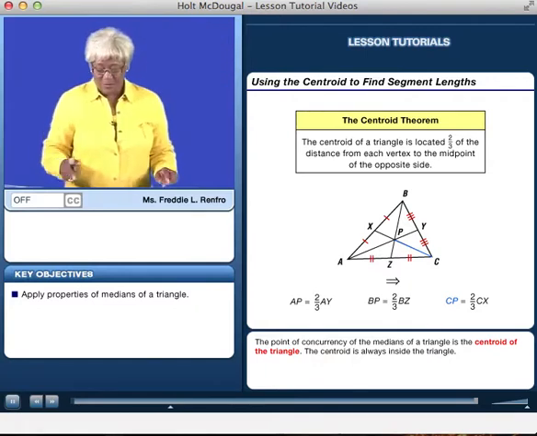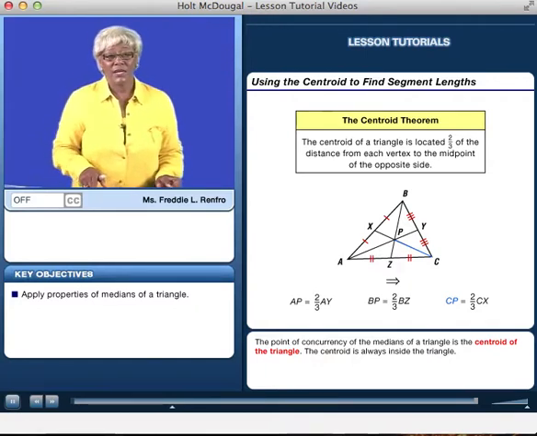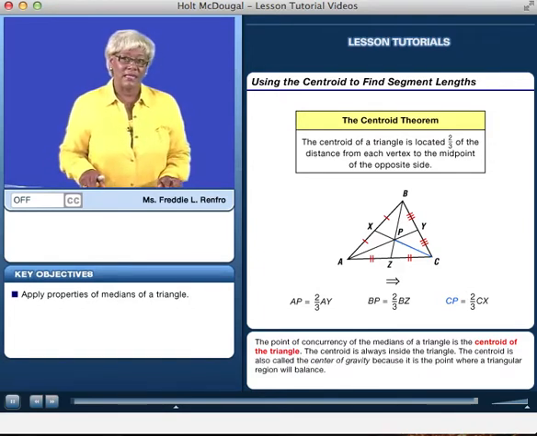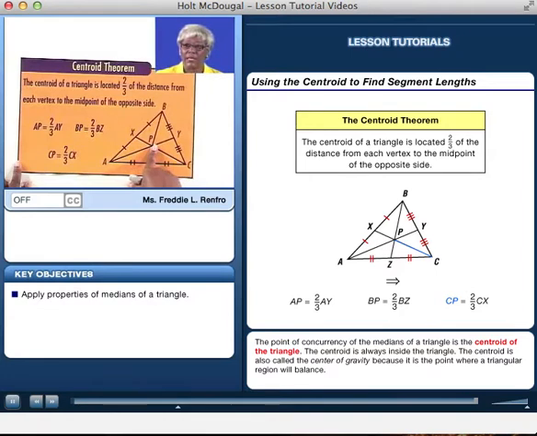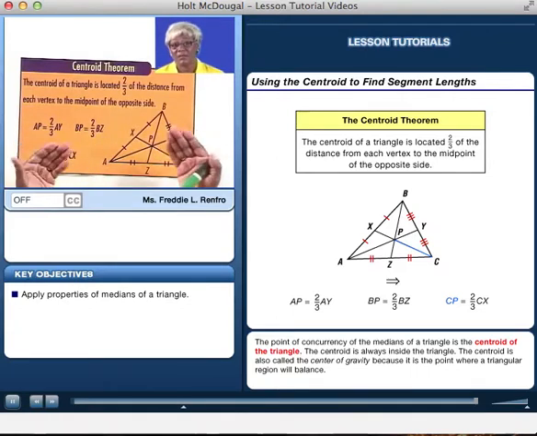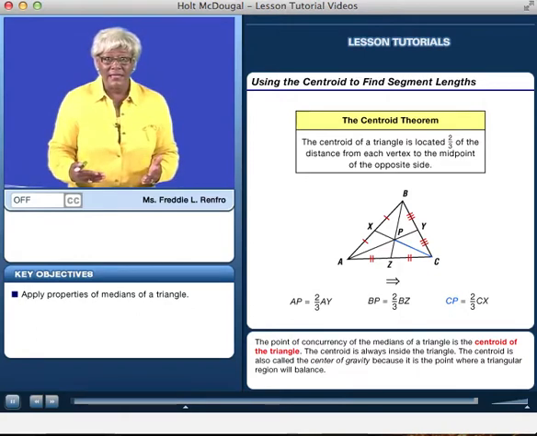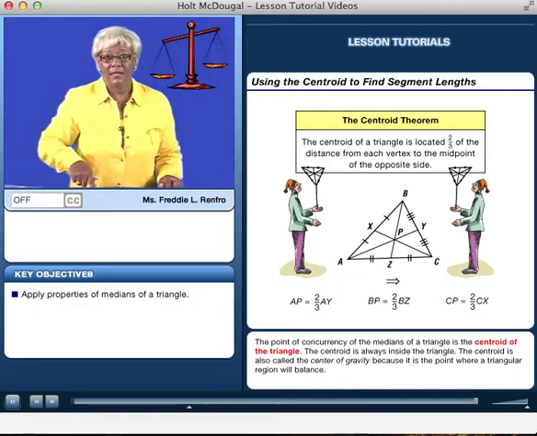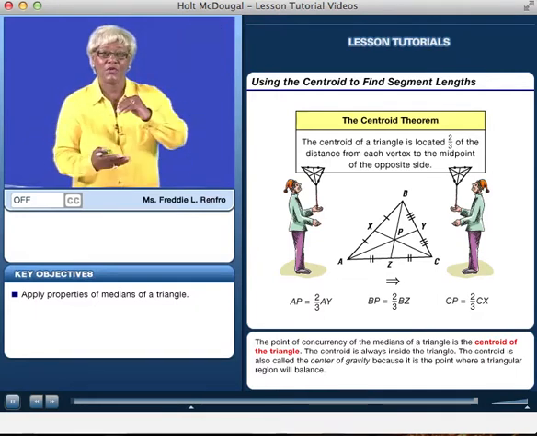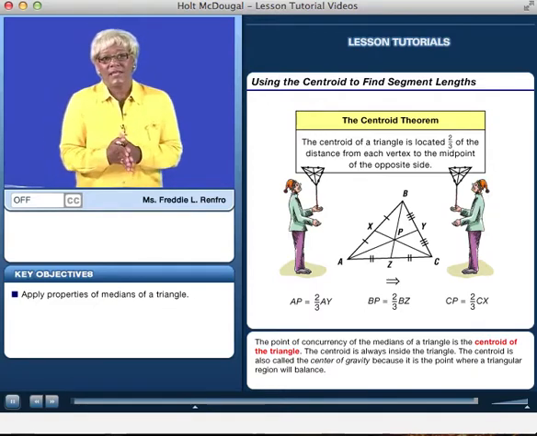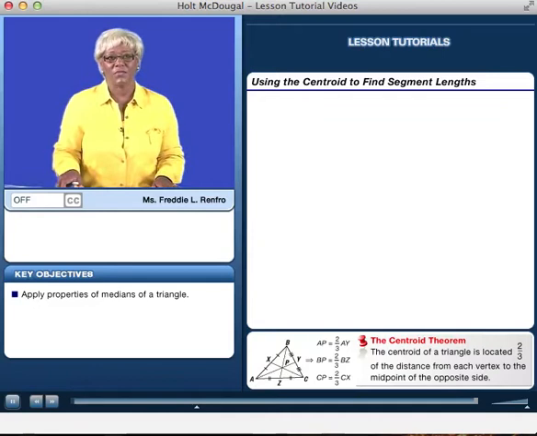Now, in addition to being called the centroid, we can also call this point the center of gravity. And that simply means that this is a point that would balance this triangular region. In other words, if we had an object in the shape of a triangle and we wanted to balance it, if we found the centroid, that would be the balance point of that region. We could actually balance that triangular region. Now, knowing these things about the median, let's see if we can solve some problems.